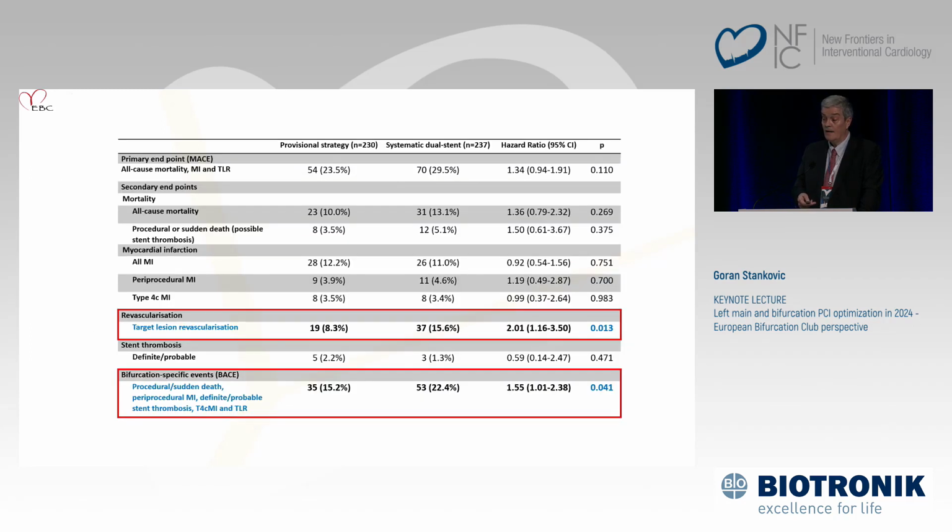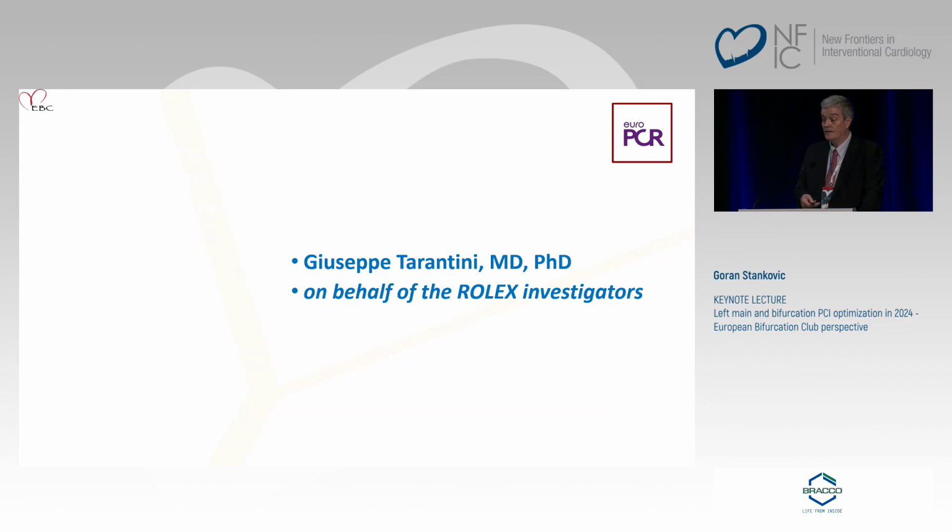And we also analyzed 3-year outcome for specific bifurcation events like procedural or sudden death, peri-procedural MI, definite or probable stent thrombosis, or type 4 MI and TLR. And there is, again, at 3 years of follow-up, significantly lower rate of composite bifurcation endpoint compared to two-stent strategy.